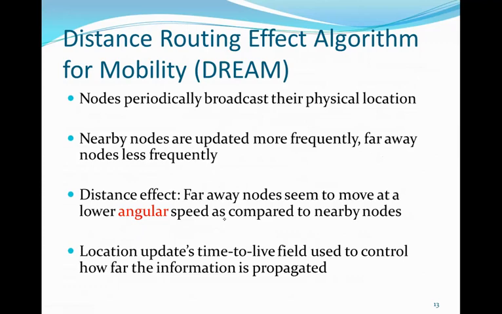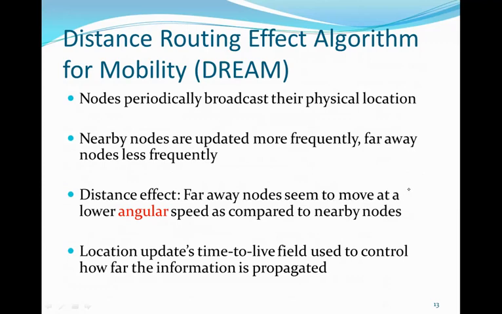As I told you, there is also the possibility that every node should share its own location with the surrounding nodes. Therefore, the nearby nodes are updated more frequently and far away nodes less frequently. And as you know from the example, when a node is far away, it seems that its position is not changing very frequently. So here is a very good phenomenon in which the distance effect is found, where far away nodes seem to move at a lower angular speed as compared to nearby nodes.